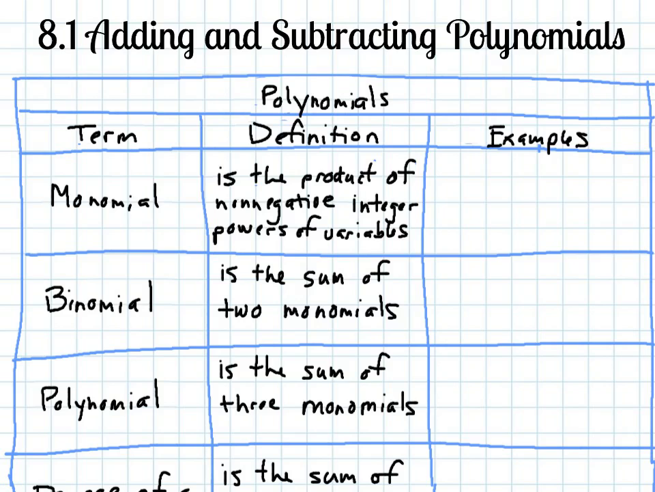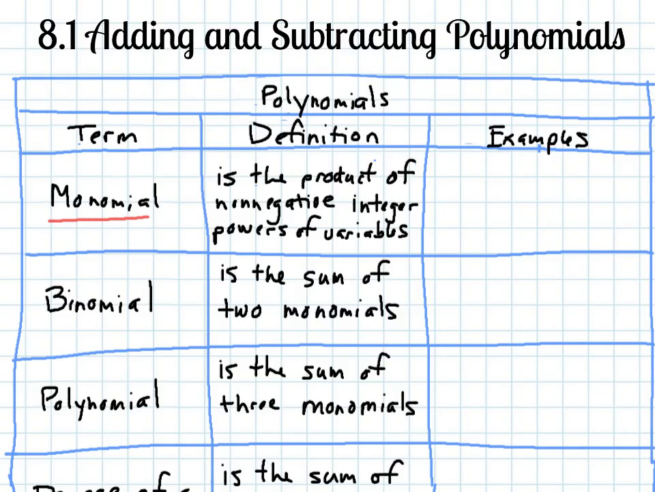Okay? So polynomials. First thing, before we do anything with polynomials, we need to have some definitions and terms solidified before we start doing operations with them. So, the first one, monomial. We've kind of talked about this before when we were just adding and subtracting like terms. A monomial is a product of non-negative integer powers of variables.